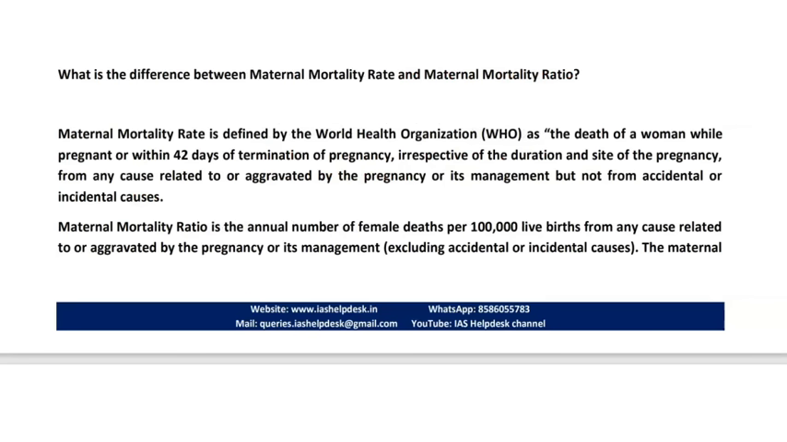Now, how is it different from maternal mortality rate? As WHO, the World Health Organization, defines, it is the death of a woman while pregnant or within 42 days of termination of pregnancy. That means if a woman is pregnant and dies within 42 days after termination of her pregnancy, and that too due to pregnancy-related issues, then that data is recorded as maternal mortality rate, which is different from maternal mortality ratio.